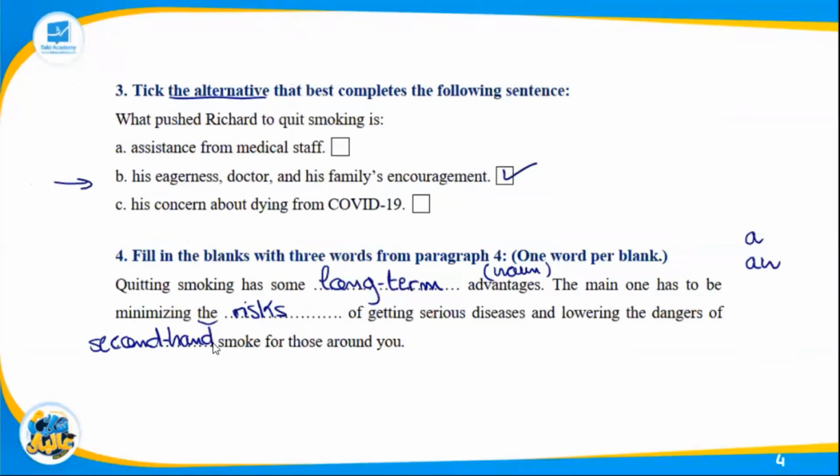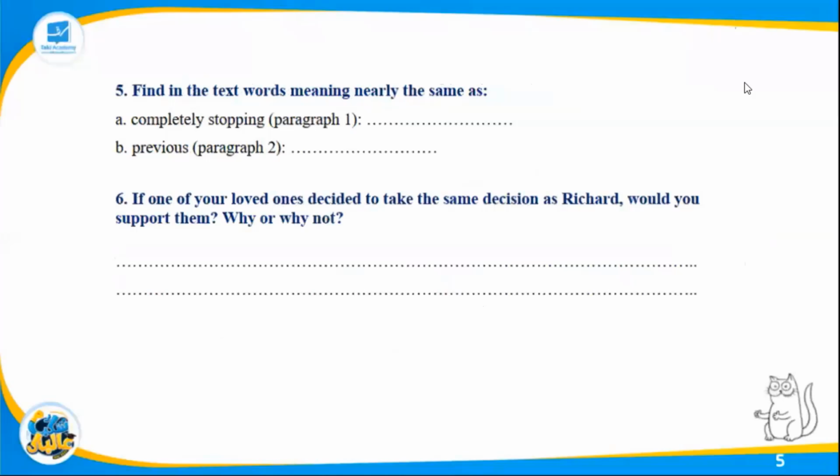All right. All good? No questions? All right. Excellent. You guys are doing an excellent job. I'll find in the text words meaning nearly the same as. We are going to look for the synonyms.